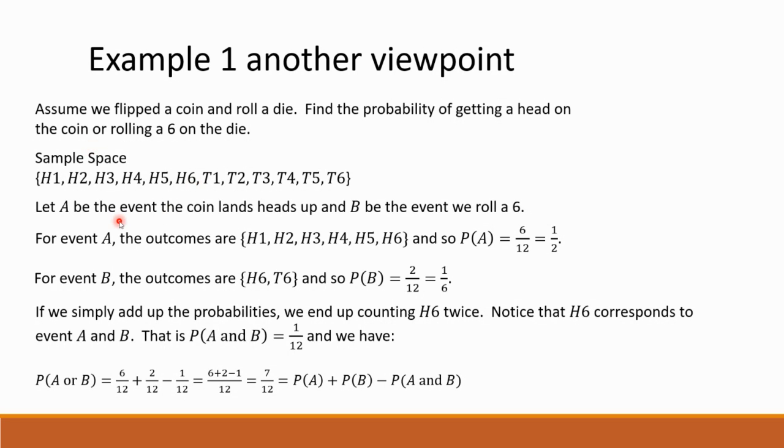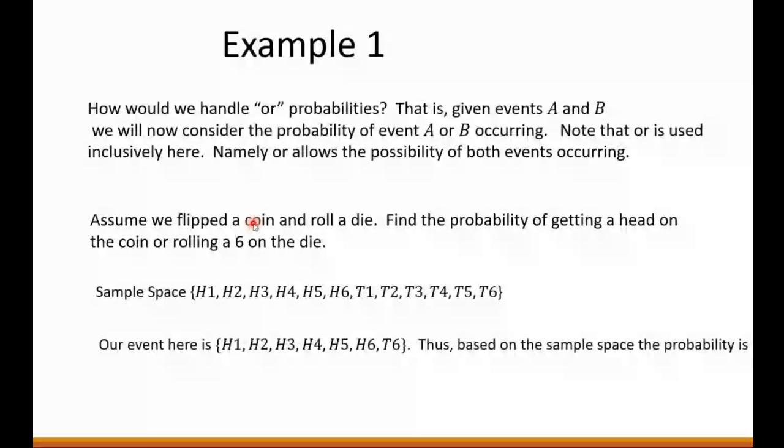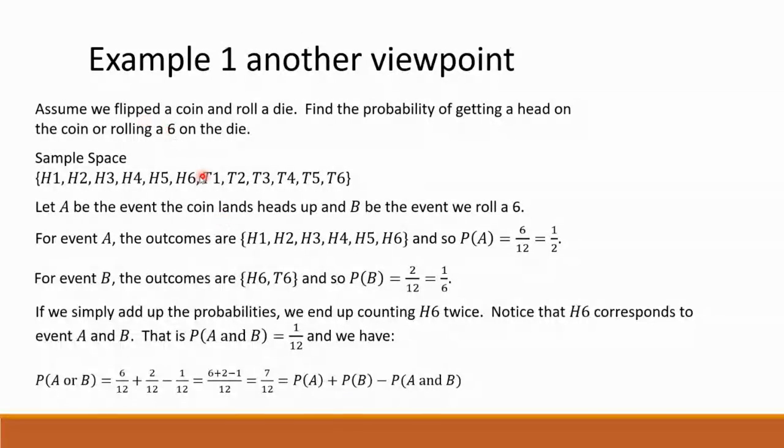Now, we're going to let A be the event the coin lands heads up. So A is the event that the coin lands heads up. B is the event we roll a 6.